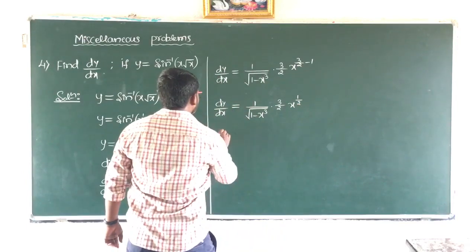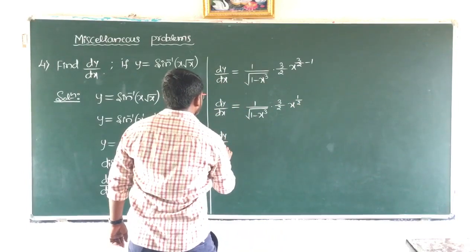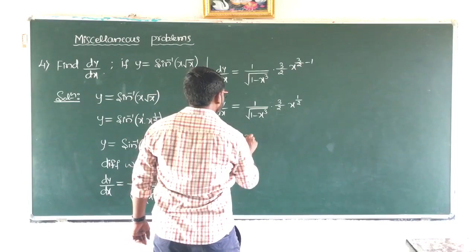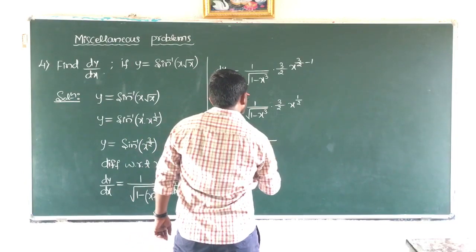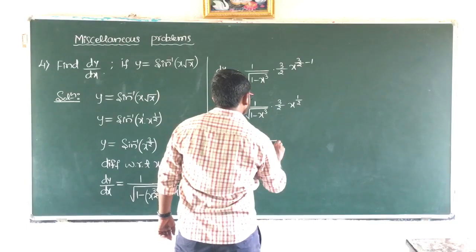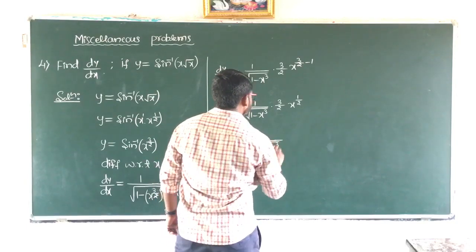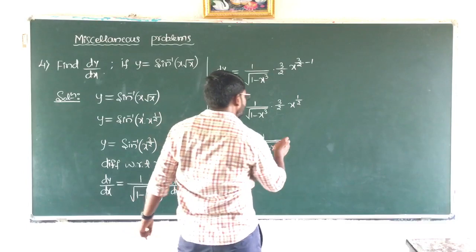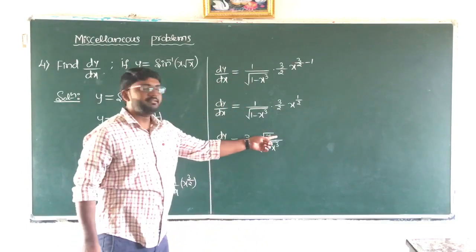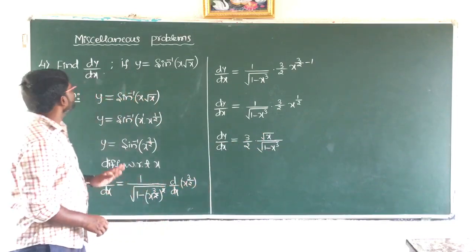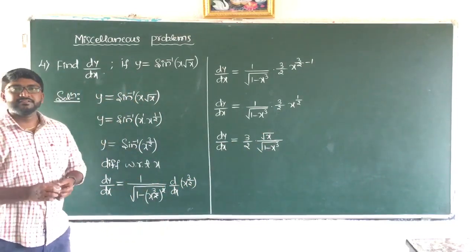So now overall this can be written as dy by dx, which is equal to 3 by 2, I write it in the beginning, into 1 divided by under root 1 minus x cube into x to the power 1 by 2, which is nothing but root x. So it is root x. I write it in this form. So this is all about the fourth miscellaneous problem.